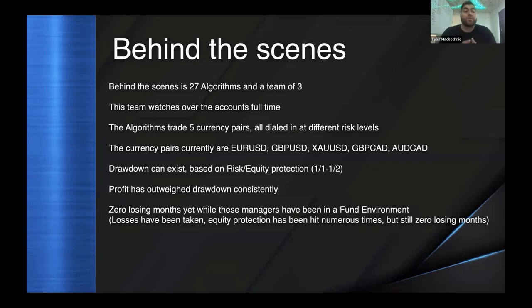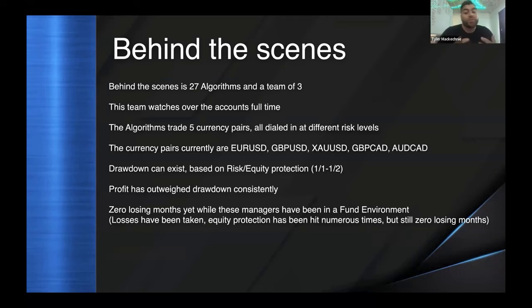The algorithms are trading 5 currency pairs, all dialed in different risk levels. Those currency pairs are going to be Euro USD, Great British Pound USD, GBP CAD, AUD CAD, and XAU USD, otherwise known as gold. Please know drawdown can exist based on which risk level you're on, 1-1 or 1.5, but profit has outweighed drawdown consistently.